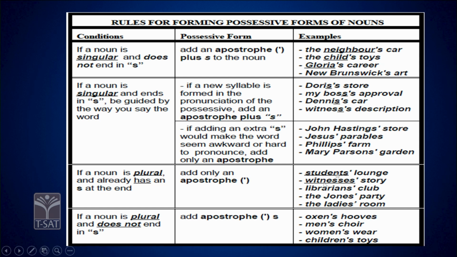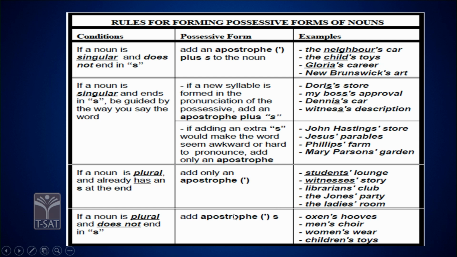This is one condition that you should remember. The third condition is, if a noun is plural and already has an s at the end. Earlier we discussed singular nouns, but now we are going to discuss plural. If a noun is plural and already has s at the end, add only an apostrophe like the earlier case. Students' lounge, witnesses' story, librarians' club, the Joneses' party, the ladies' room, something like that.